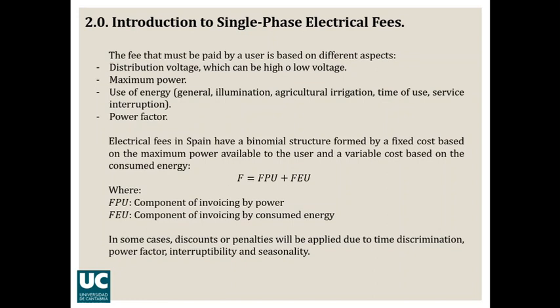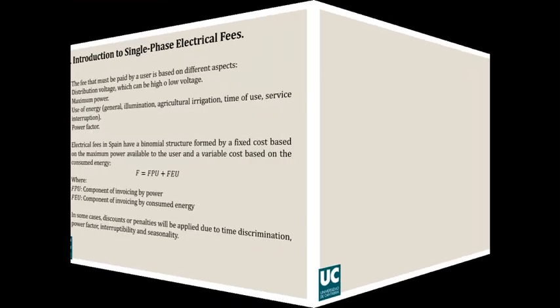In some cases, there will be discounts or penalties that will be applied due to different aspects. One of them is time discrimination. You know that the price of the energy is not the same at different times during the day, and we have to distinguish between peak hours, in which the consumption is very high because everybody has a high electrical demand, and other times during the day.